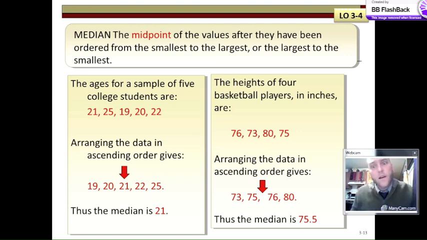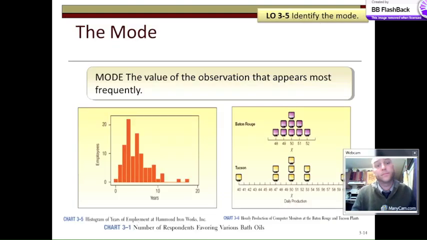If you have an even number, like the heights of 4 basketball players in inches, now this is an even number, and we rank them, or we put them in order, 73 up to 80, we could say that the median is not actually a member of this data set. Now, 75.5, which is the median of that data set, is not one of the 4 heights. It's not contained in the data set, but it does tell you that half of the values are below and half of the values are above that particular point.